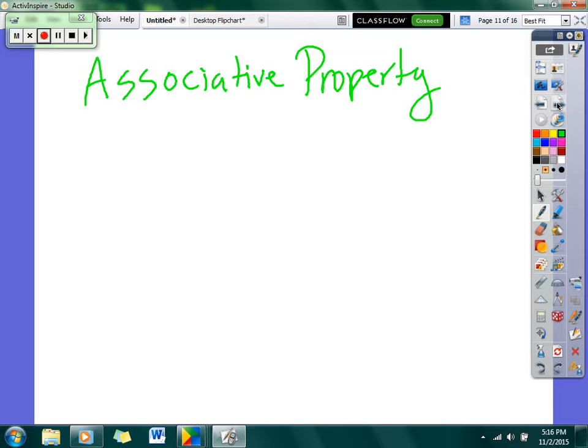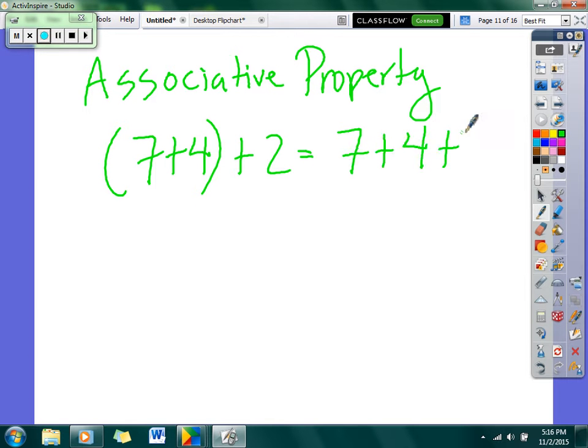So this says changing the grouping of addends or factors does not change the sum or product, okay? So the example it gives is parentheses 7 plus 4, close parentheses, plus 2 is going to be equal to 7 plus parentheses 4 plus 2. And if you notice, I changed my parentheses from grouping the 7 and the 4 to now the 4 and the 2, okay? Do not get confused with just because you see parentheses means it's the associative property. That is 100% not true, okay? You have to change the grouping.